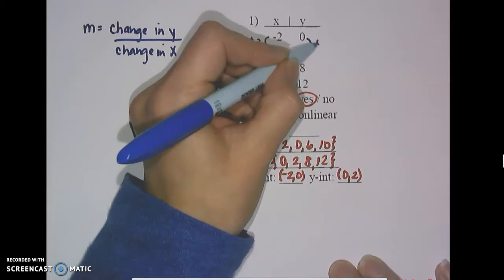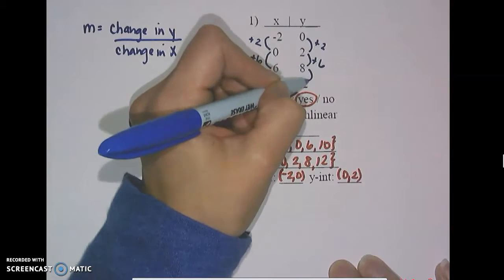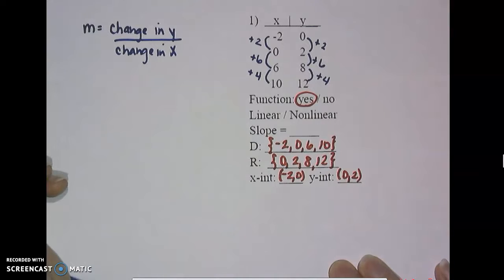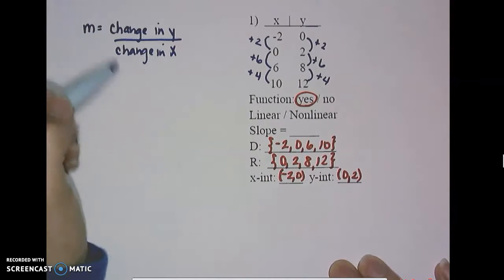So 0 to 2, we're adding 2. 2 to 8, we're adding 6. 8 to 12, we're adding 4. Okay? So for each of those things, we're going to look at the change in y over the change in x.